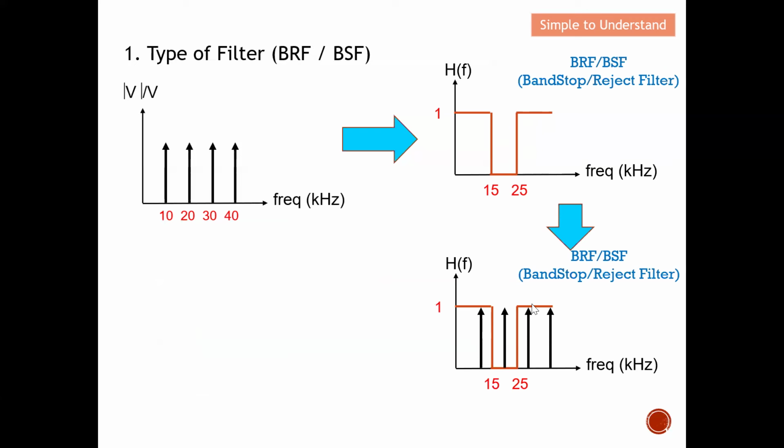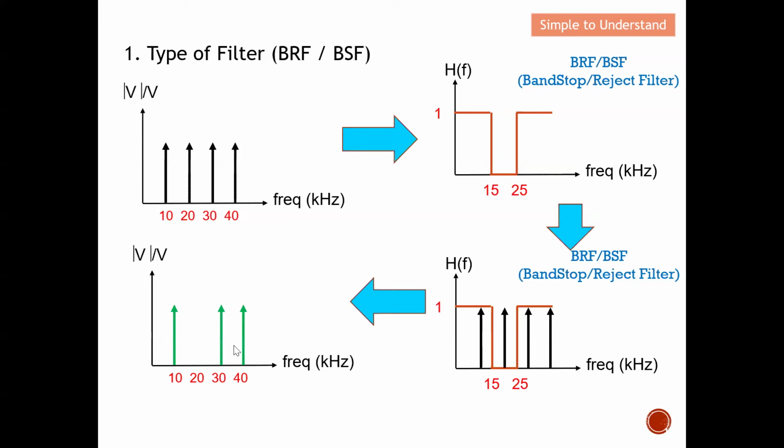The rest will be able to pass. So hence, at the output of the band stop or band reject filter, I specifically remove the 20 kilohertz signal, and the rest of the signal will be able to pass through the band stop or band reject filter. From here, you can see that I specified which band to reject, and hence because of this, I call this a band stop or band reject filter. So from here, I hope you have a better idea of the different types of filter. In short: low pass, high pass, band pass, and band stop filter.